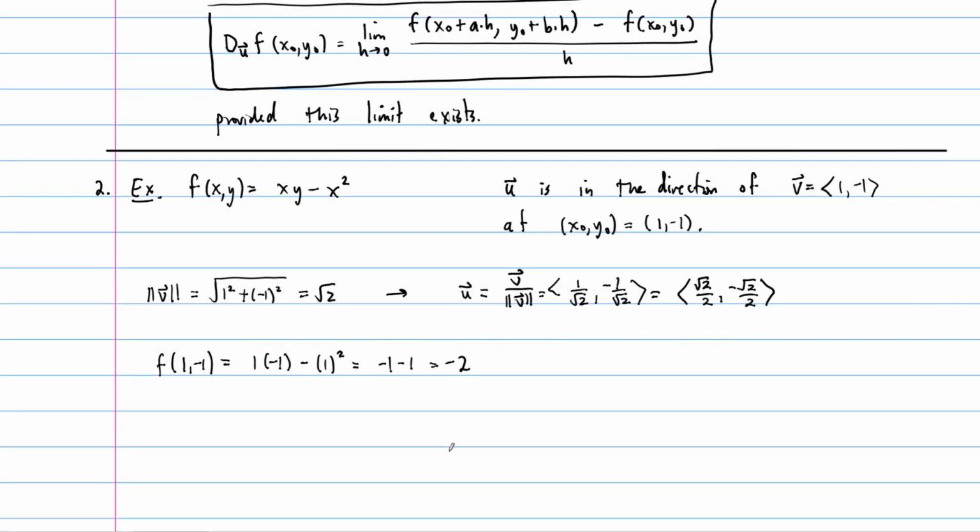That's negative 2. All right, and then we need to also compute f of 1 plus root 2 over 2 h, and then negative 1 plus negative root 2 over 2 h. All right, that's this b. b is negative root 2 over 2 times h. So what's this going to be? This is going to be 1 plus root 2 over 2 h times negative 1 minus root 2 over 2 h minus, this one's going to be 1 plus root 2 over 2 h quantity squared.